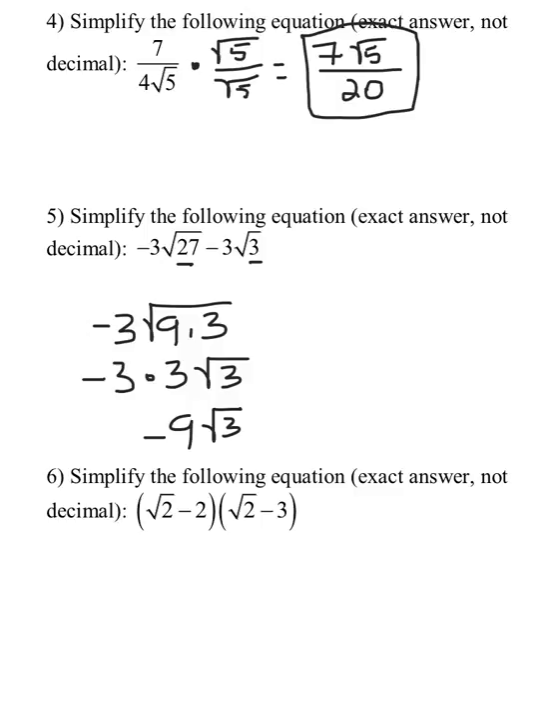Now remember, we still have to subtract this. So I'm going to bring it down, and I'm going to say minus 3 root 3. So my final answer is going to be negative 9 minus 3, which is negative 12. And we have a root 3. And that's it.